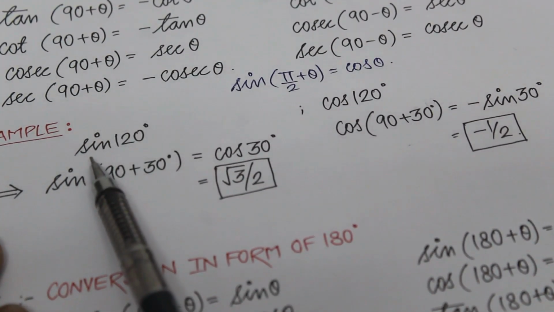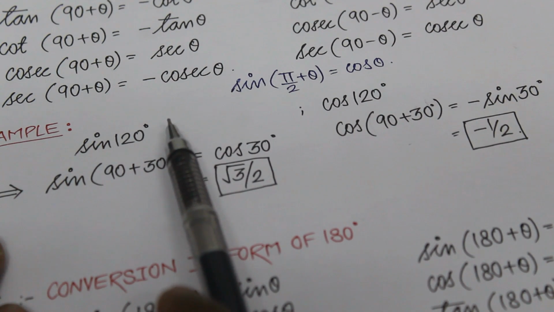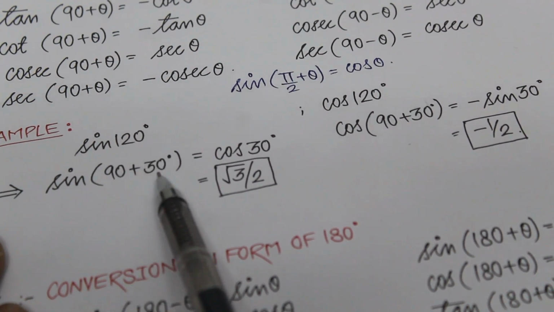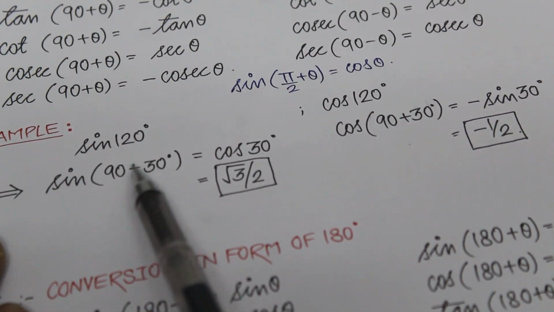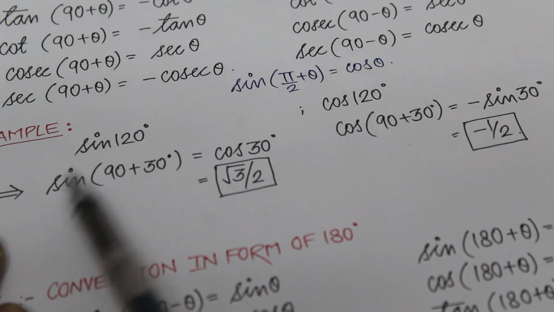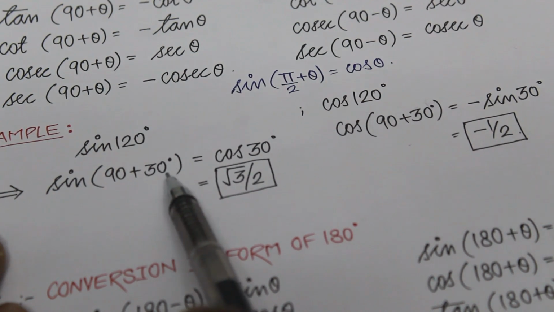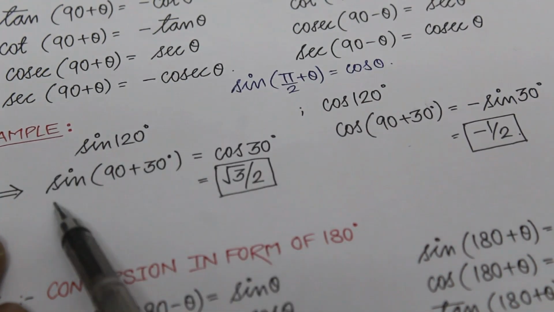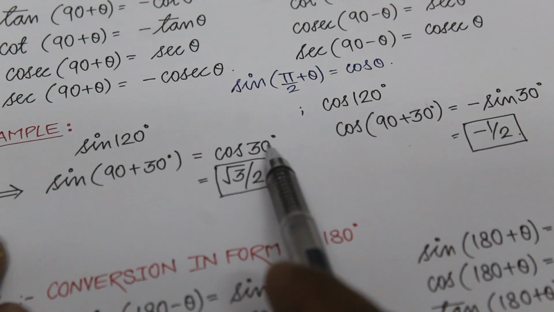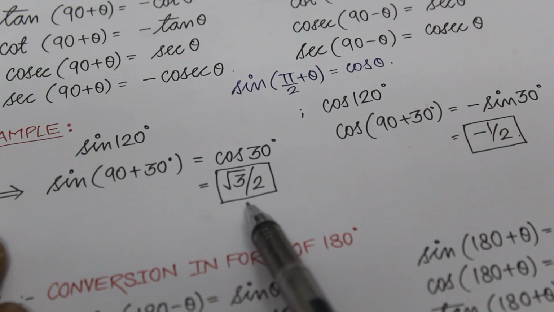For example, you have to find sine 120 degree. Now how can you write 120 degree in the form of allied angles? You can write sine 90 plus 30. 90 plus 30 is 120. Now this is 90 over here, so sine will become cos. 90 plus some angle means it is in the second quadrant, the angle as it is, and sine is positive in the second quadrant. So sine 90 plus 30 will become cos 30, and the value of cos 30 is root 3 by 2. So sine 120 will be equal to root 3 by 2.